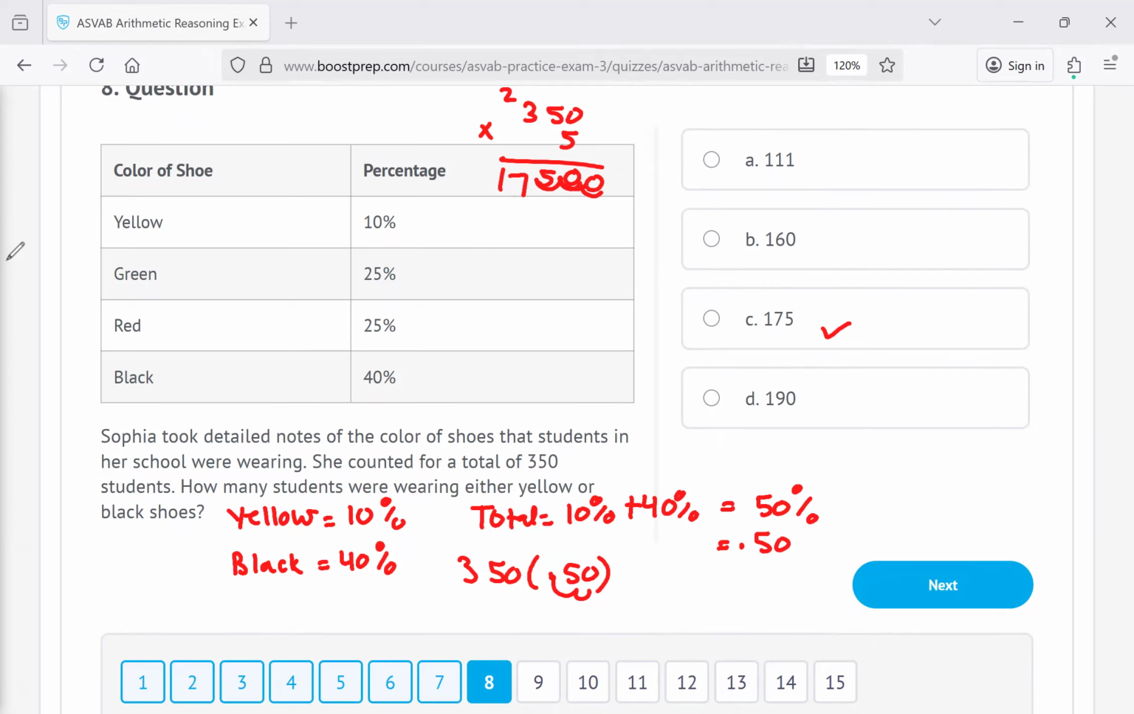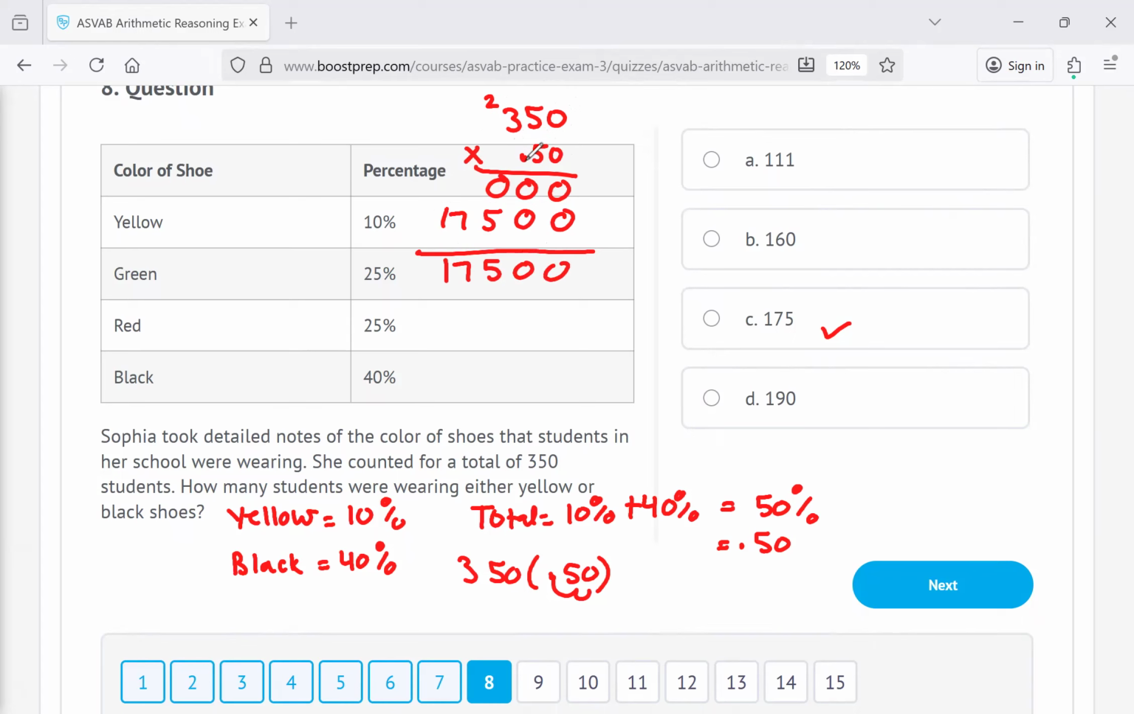If that confuses you, you can just do it the long way, right? You could just do 350 times 0.50. The one with more sig figs goes on the top, the one with fewer sig figs on the bottom. The 0.50 has only 2 sig figs, so it goes on the bottom. So 0 times 0 is 0, 5 times 0 is 0, 0 times 3 is 0, placeholder, 5 times 0 is 0, 5 times 5 is 25, carry the 2. 5 times 3 is 15 plus 2, that's 17. So it's 17500. Count how many total decimal places, 1, 2. That's how I got 175.